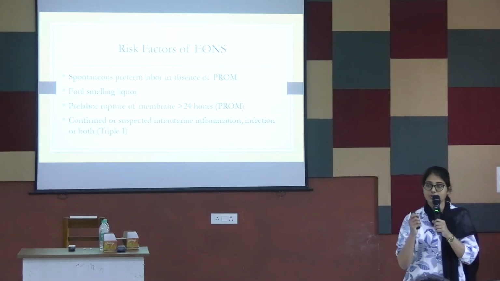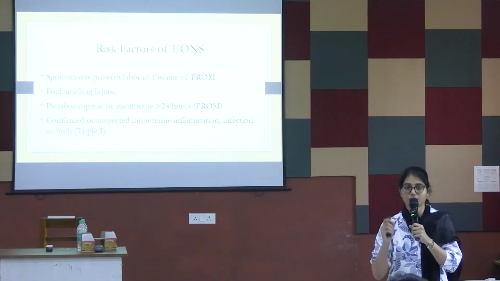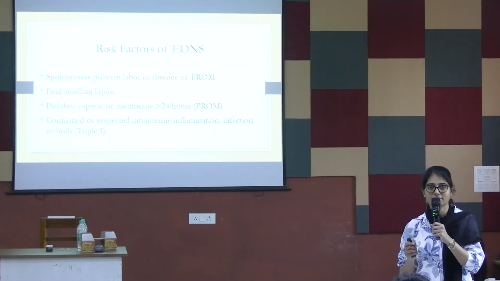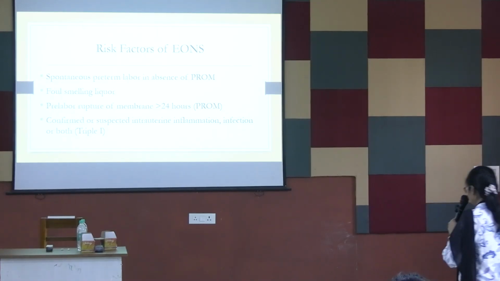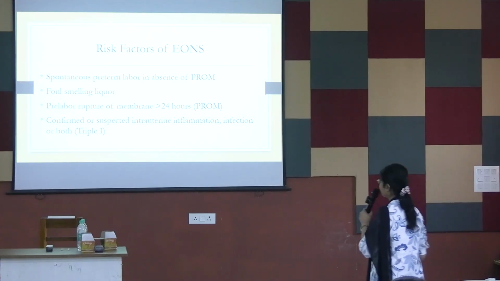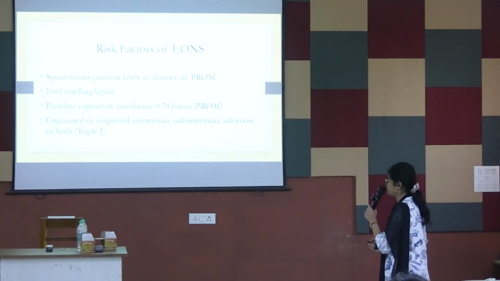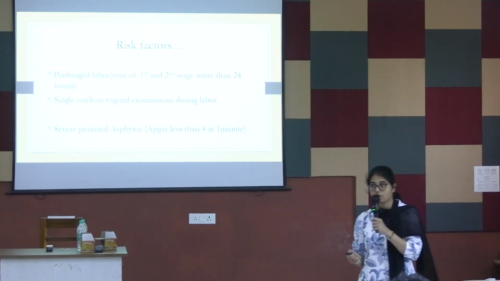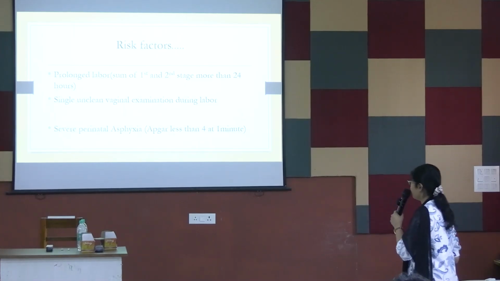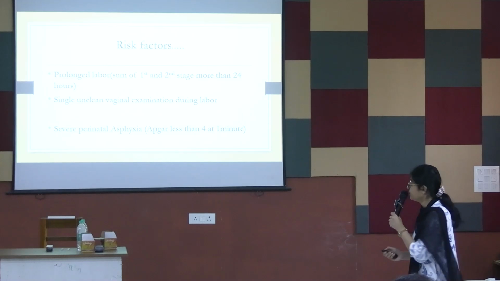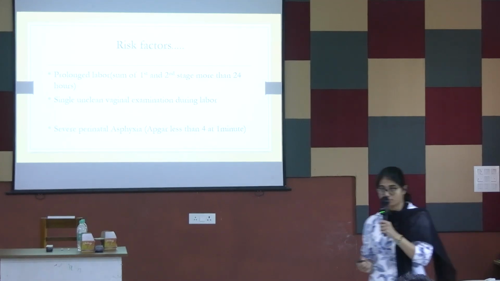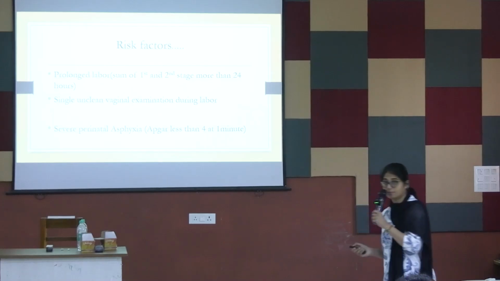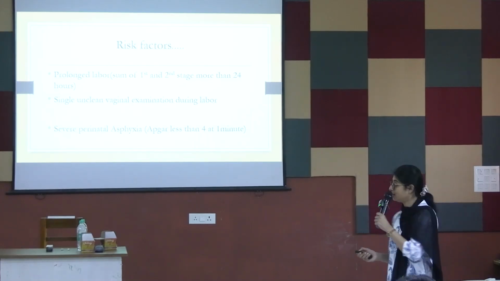Previously, intrauterine infection and inflammation was called chorioamnionitis. There is a term called chorioamnionitis. In that condition, these things happen. So these are all risk factors of early onset neonatal sepsis. Again, if there is prolonged labor, what do you mean by prolonged labor? If the sum of the first and the second stage of labor is more than 24 hours. Single unclean vaginal examination during labor will introduce bacteria in the genital tract.